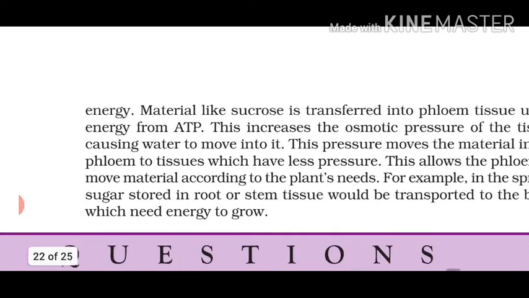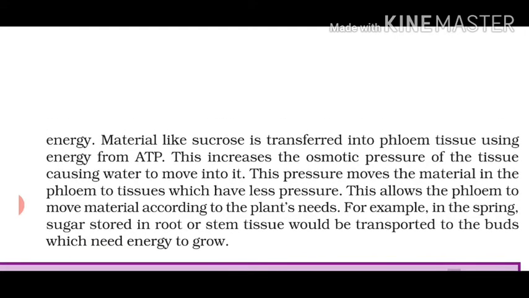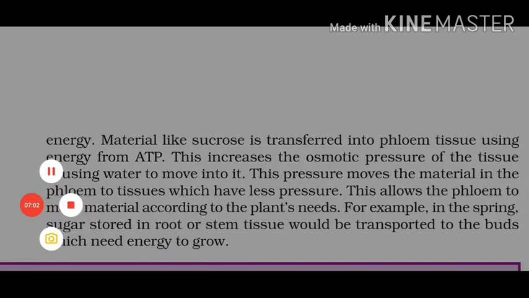Translocation of food requires energy in the form of ATP. Material like sucrose is transferred into phloem tissue using energy from ATP. This increases the osmotic pressure of the tissue, which draws in water, and this pressure allows the material in the phloem to move to the tissue having less pressure. This is the figure showing the movement of water and the food in the upward and downward direction.